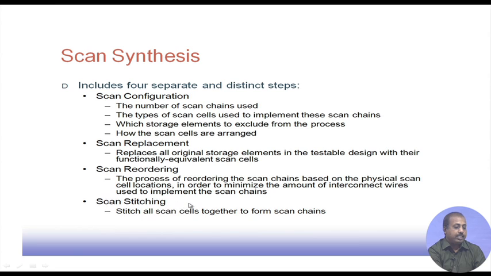And finally scan stitching. We have to stitch all the scan cells together to form scan chains. So the output of one scan cell should go to the input of another scan cell, like that. Those connections are to be established. So that is actually the scan stitching. So we'll continue in the next class.